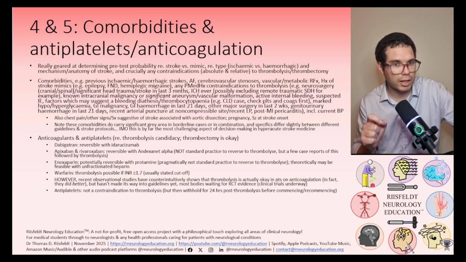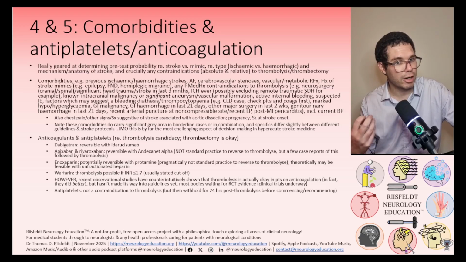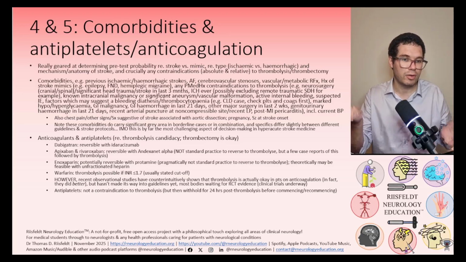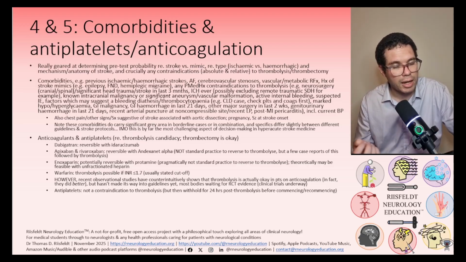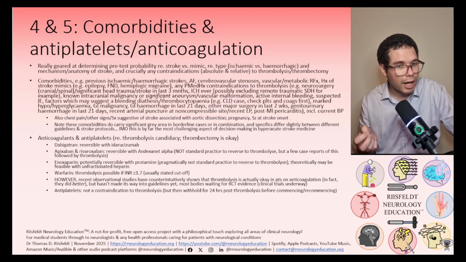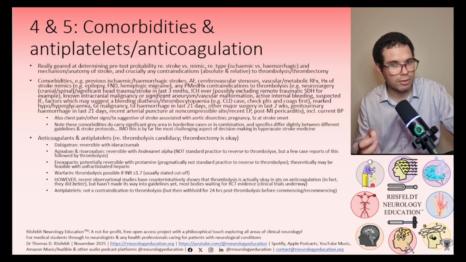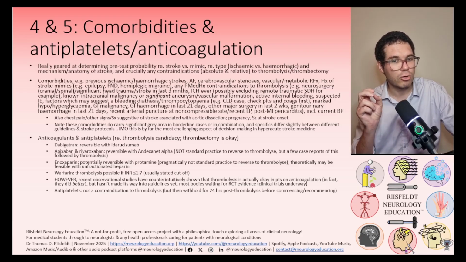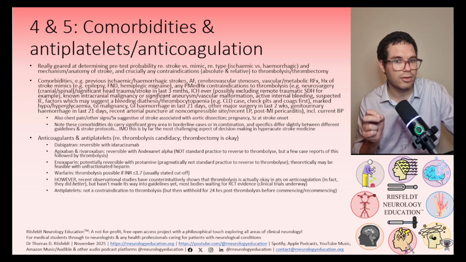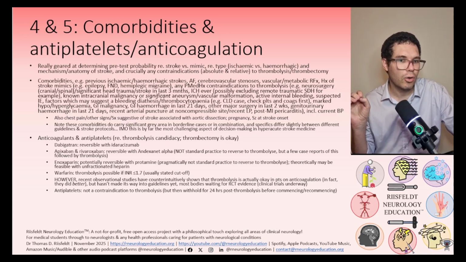And I would say that a lot of these contraindications do carry quite a lot of grey area in borderline cases. Especially when you have a few relative contraindications added on top of each other, that's where the grey area in terms of the benefits versus risks of thrombolysis can be quite challenging. In my opinion, this is by far the most challenging aspect of decision making in hyperacute stroke medicine.